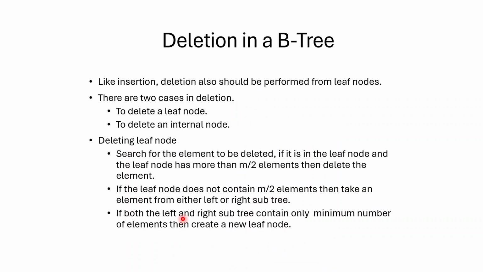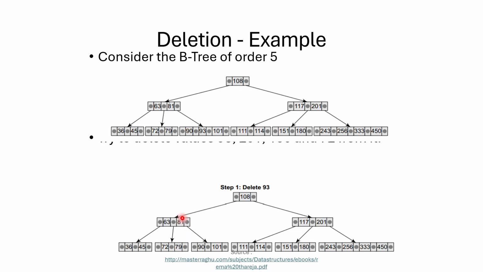And next one is deletion. Deletion we can perform in various ways. So for example, if I want to delete the 93 in this one, what can I do over here? Simple. 90, 93, 101. It's an order 5, but there are 1, 2, 3, 4, only 4 pointers. So 93 is simply deleted over here.